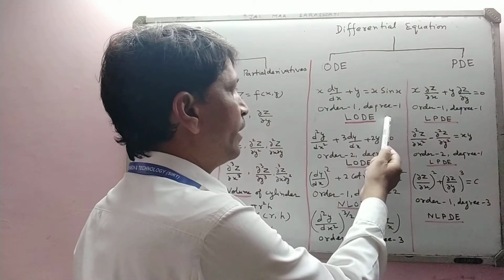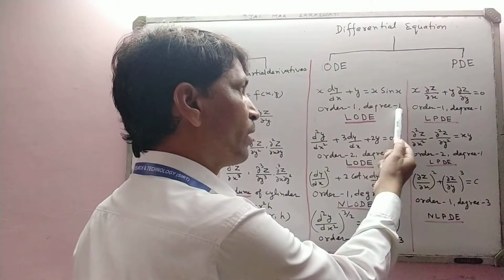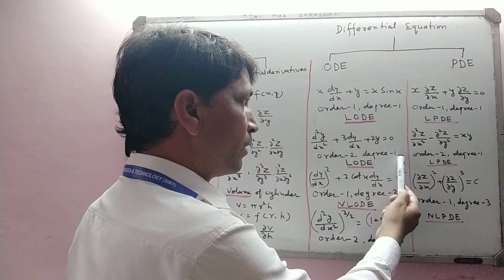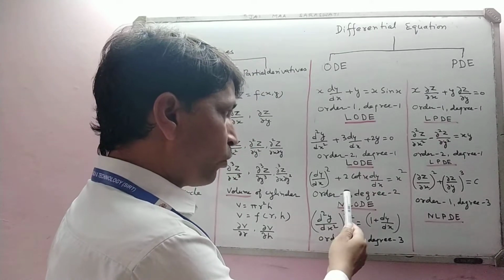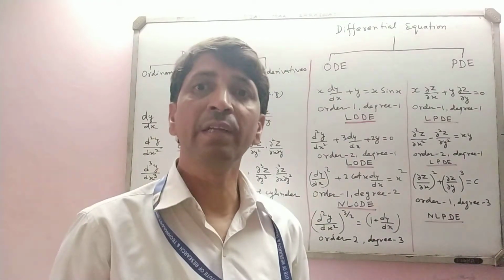So its order is 1 and degree is 1. So it is called linear ODE. Its order is 2, degree is 1. So it is called linear ODE. Its order is 1 and its degree is 2. So this is an example of non-linear ODE.